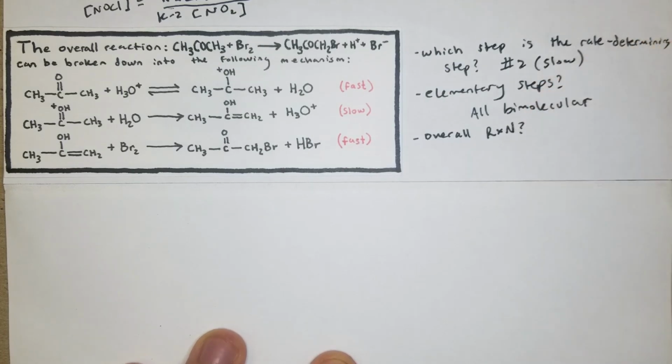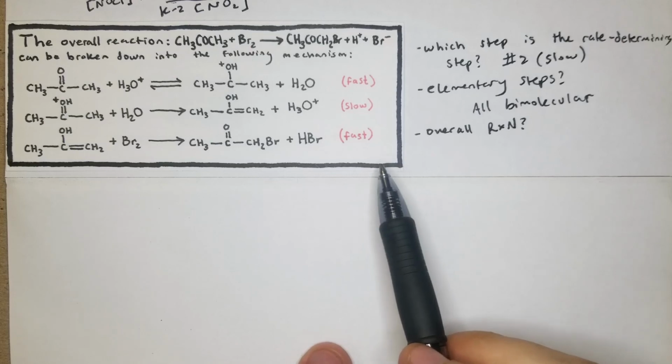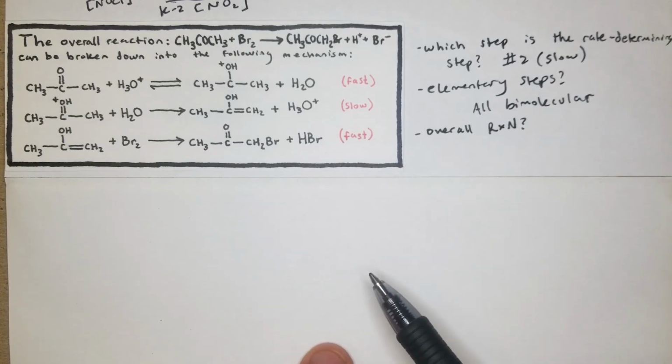In this case, they might ask for it, they might not. I've seen it asked like, hey, here is an overall reaction, is this correct or is this incorrect? And then you have to find it and compare it to that. That's one way they could possibly do it. So in this case, we'll see what we get when we add this all up.